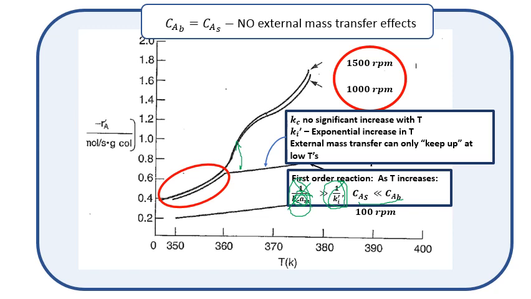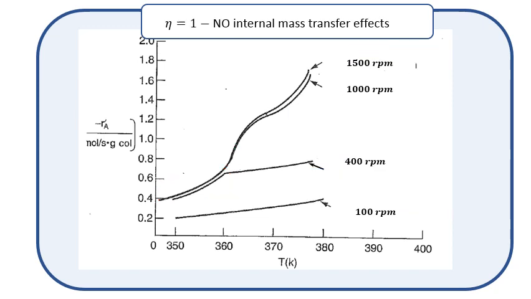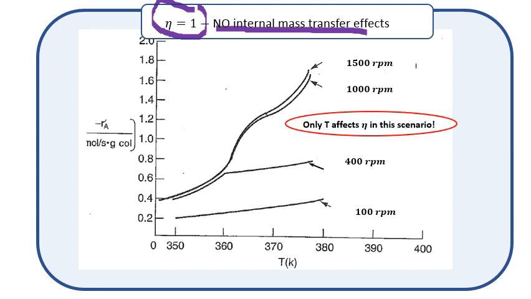rate becomes negligible. So if we now analyze the same figure and we want to recognize the regions where eta is equal to 1, so we have no internal mass transfer effects, what we must realize is the only parameter in this scenario that affects eta will be temperature. That's the only parameter that's present in the Thiele modulus in this scenario. I don't change my particle diameter, so the only thing that can affect eta is the temperature.